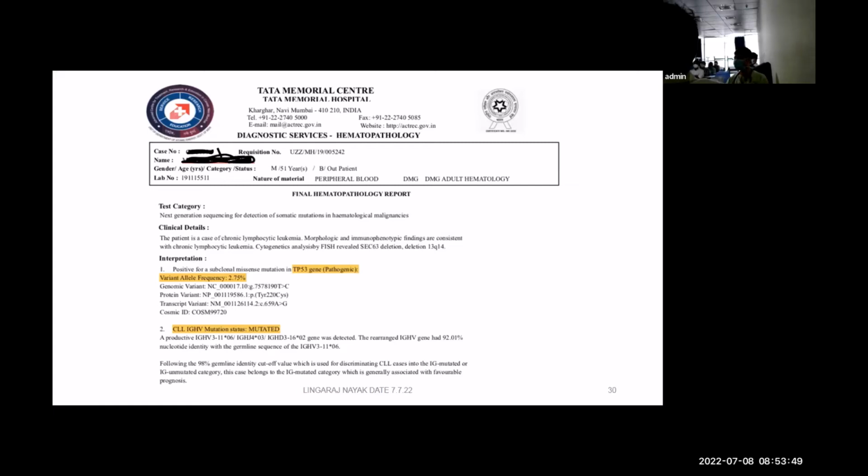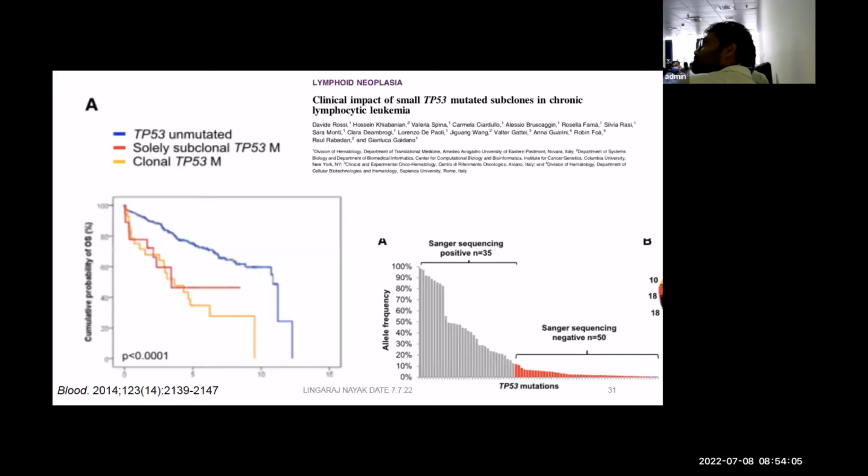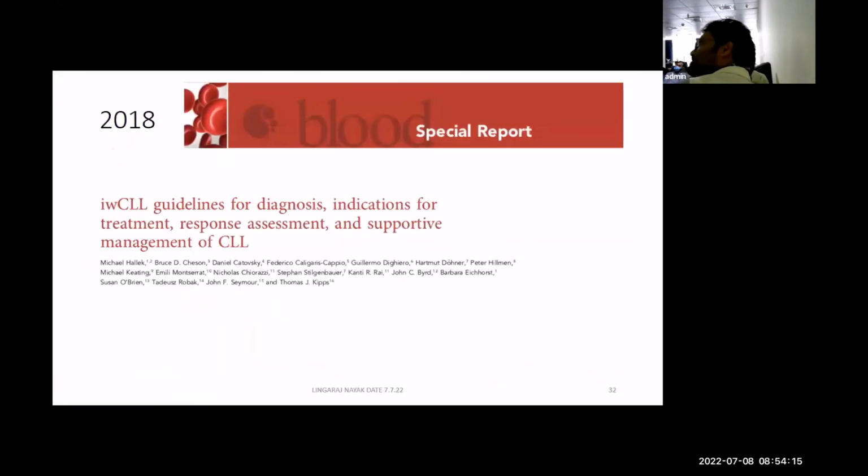As I said, TP53 more than 10% by NGS is significant. Less than 10%, it is subclonal, and the significance is unknown. But by and large, TP53 Sanger and IgG mutation is something to be done in all. This is an outside report. I don't want to discuss more about that. And this is some data of subclonal TP53 also showing the same bad outcome as clonal TP53. So in that way, we have to know this information when we treat patients in the clinic.